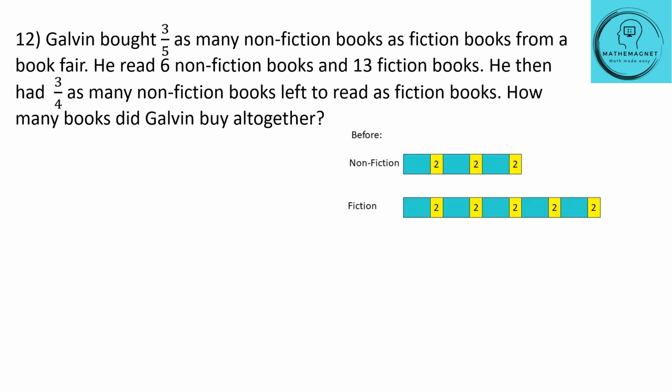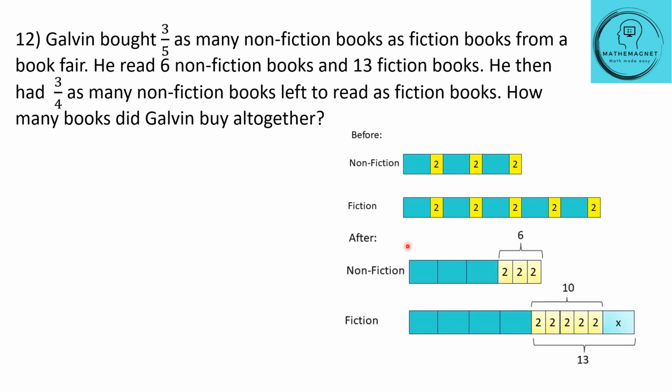Here we know he has 3 units of non-fiction books. Now what is this blue and yellow here that we see? Here we know that he has 3 units of non-fiction books and he has read 6 books from this set. So let us assume he has read 2 books from each unit. So that becomes 6 books. So the yellow represents the books that he has read from the non-fiction. Now similarly in fiction there are 5 units and let us assume he has read the same 2 books from each section. So that becomes 10 books. But here we know he has read 13 books.